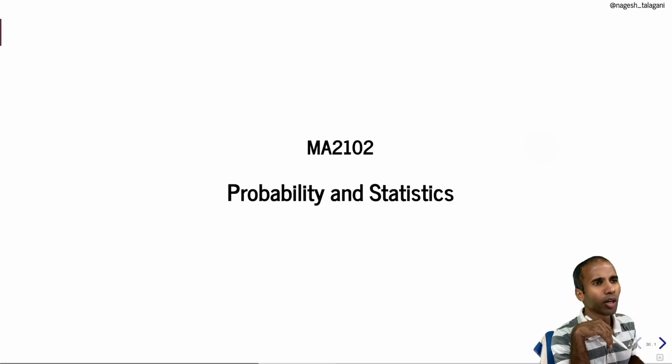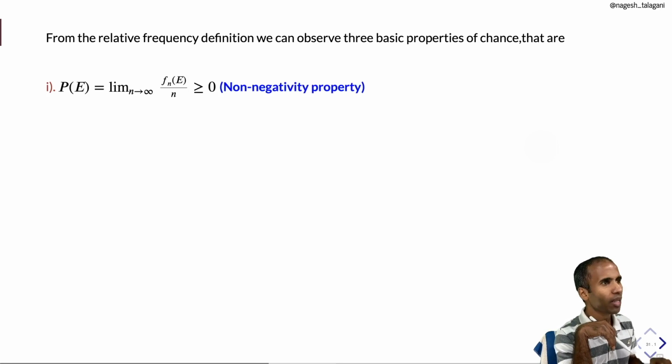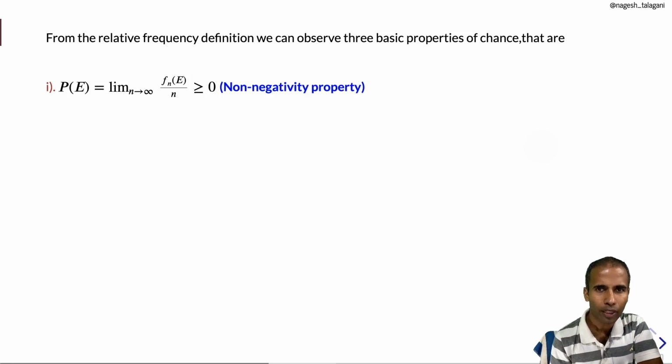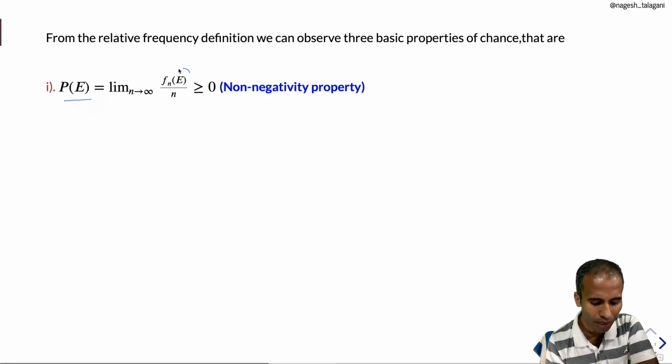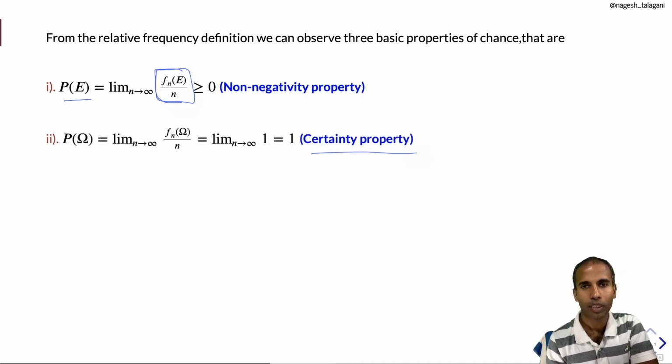But we are going to observe three essential properties of chance or probability from the relative frequency. The first one is the non-negativity property. For any event, according to the relative frequency definition, the probability of an event is defined as the limit of the relative frequency. The relative frequency is always non-negative, so the limit of non-negative values is going to be non-negative. That's why the probability of any event is going to be non-negative according to the relative frequency definition. That's the first property.